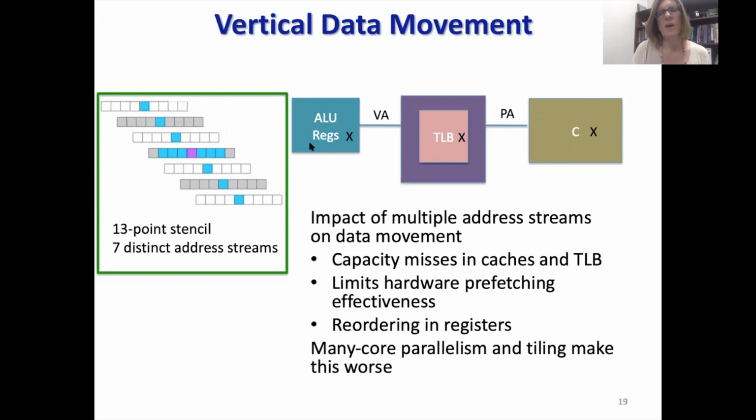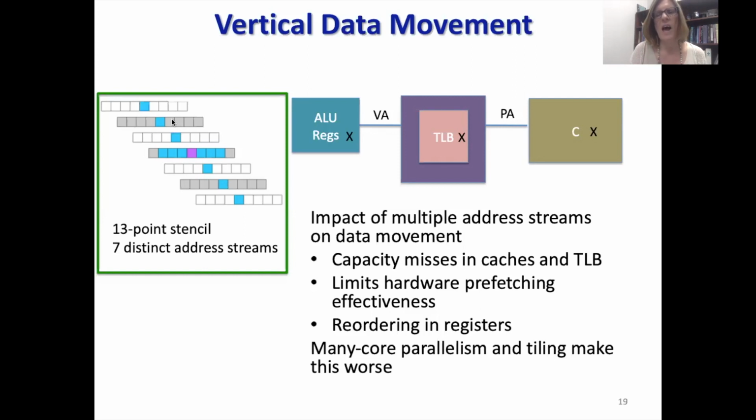It's also going to limit hardware prefetching, because a lot of address streams means that the hardware prefetcher is trying to optimize a lot of different things, and we'll have to make some tough choices. We're going to have alignment issues associated with vector registers, and as we perform the computation, we're going to need to reorder the data in registers.